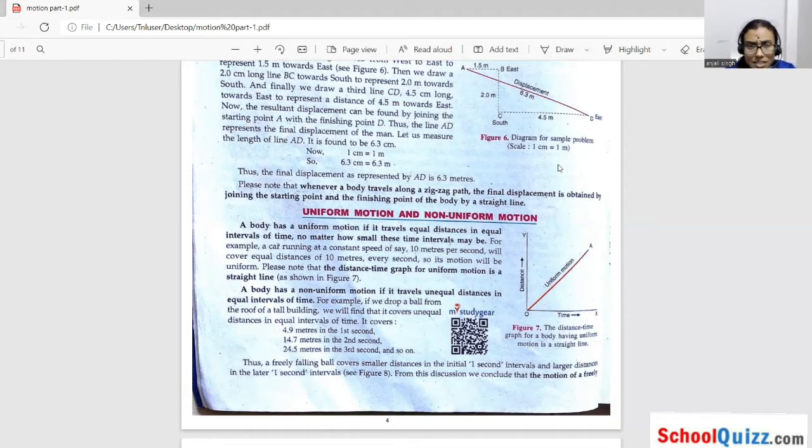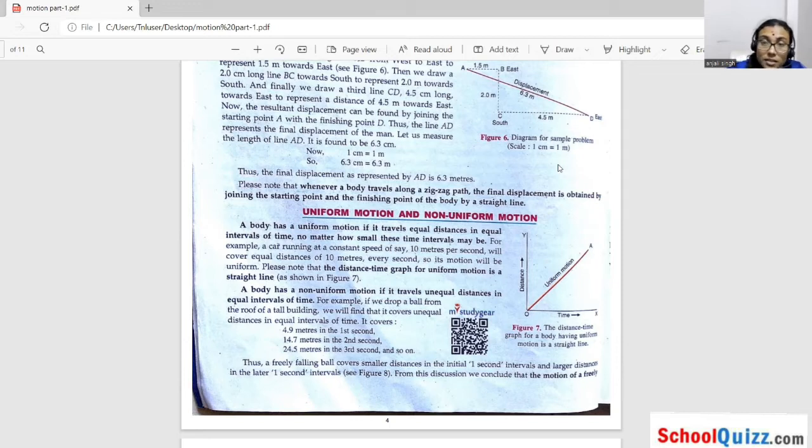When you move in a circular path. I think you have seen small girls moving in a circle. They are playing a game where they catch someone, something children play. There you can see they are moving in a circular path.